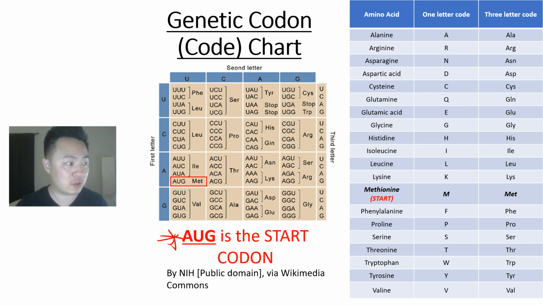Okay, so the AUG is extremely important. For example, with AUG, here's how you would use this genetic codon chart. AUG is the start codon. It's got to find that.